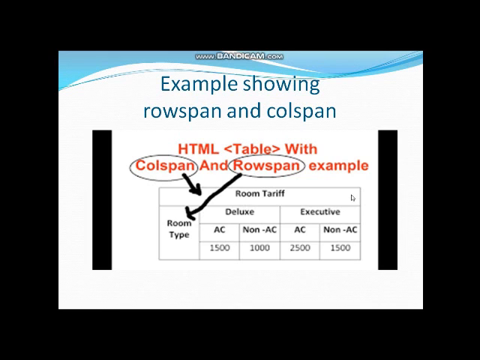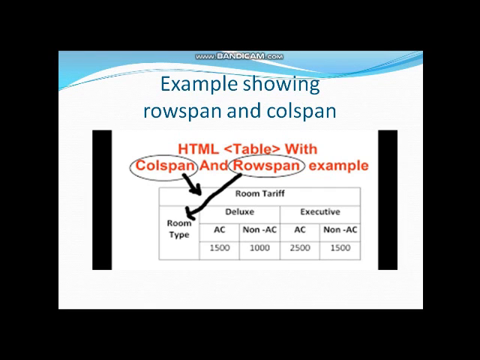So which attribute is used here? Col span. And here we have merged the rows. How many rows have you merged? 3 rows. So that is your row span. Okay. So row span is used to merge rows of a table. Col span is used to merge columns of the table.